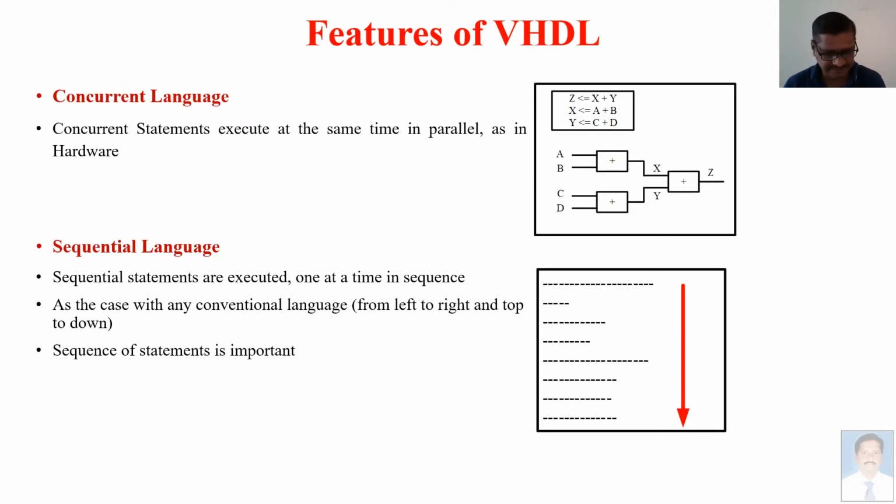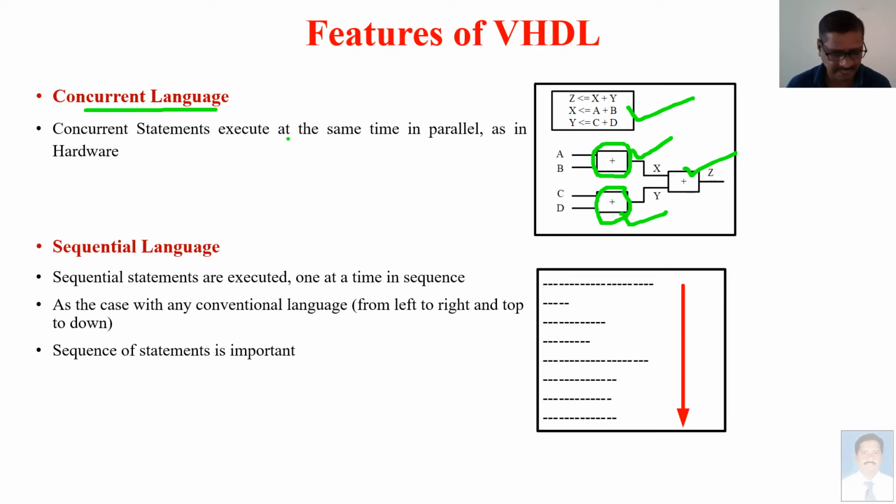Apart from this, it is a concurrent language. Means what? The concurrent statements can execute at the same time in parallel, as in the hardware. Means in this case, this is some adder, this is another adder, and we are planning to add A, B and C, D. All these adders are working in parallel. Means these two adders are working in parallel. Whenever its output is available, it can be given to this, and this can be the statement which is used in VHDL. Means it can be used as a concurrent language.